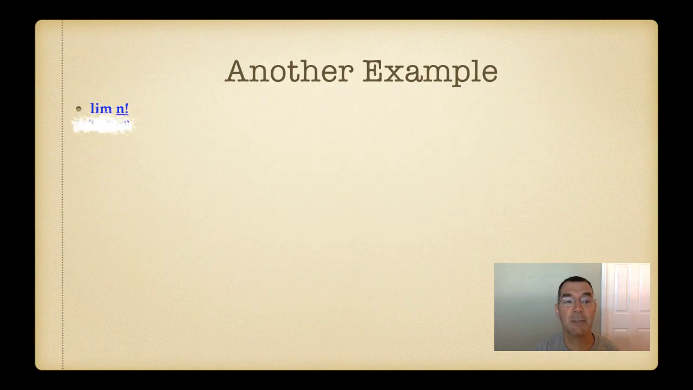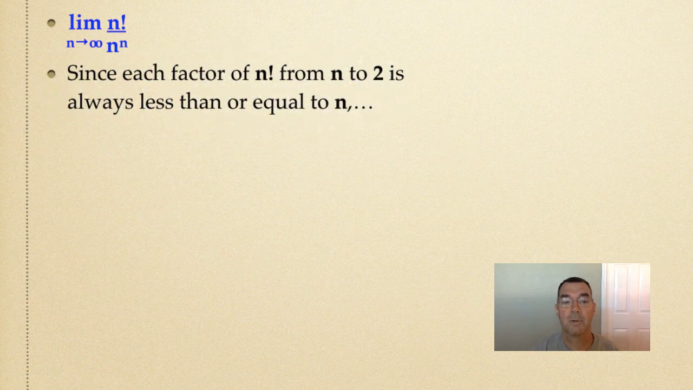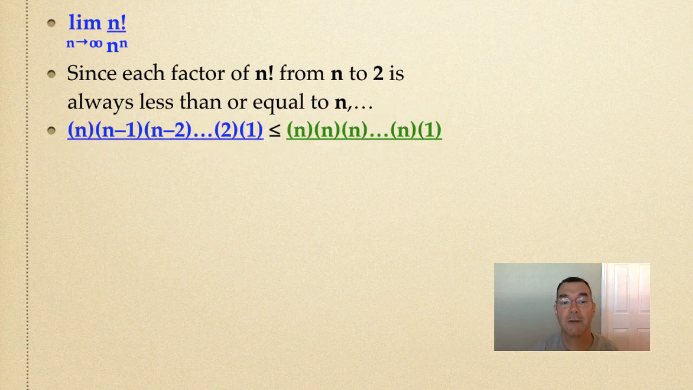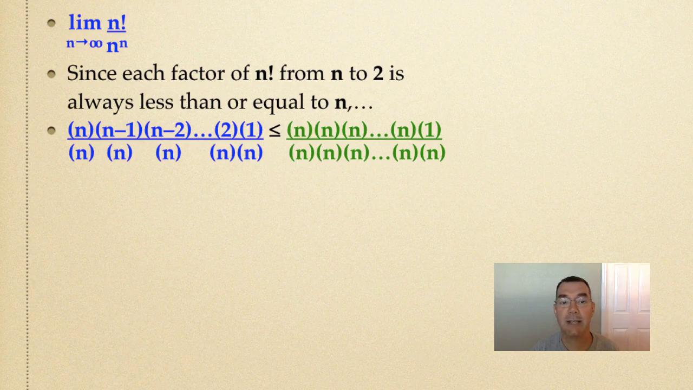All right, here's another example. If I have the limit as n approaches infinity of n factorial over n to the n. Well, I know what n factorial is. That's n times n minus 1 times n minus 2 all the way down to 2 times 1. I know that every factor from n to 2 is always going to be less than or equal to n. So I can replace every factor from n all the way down to 2 with n, and I can create a sequence that is greater than or equal to n factorial over n to the n.